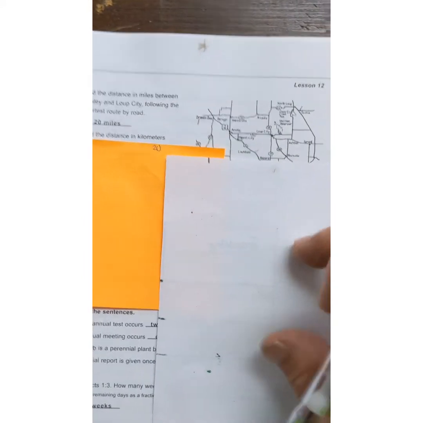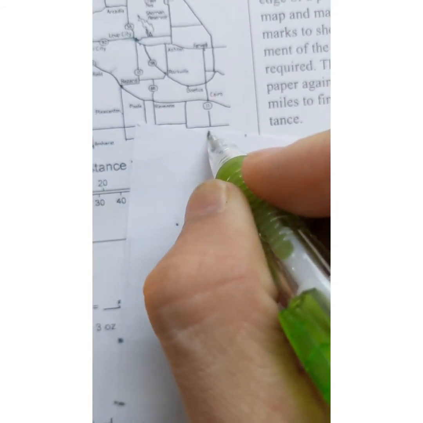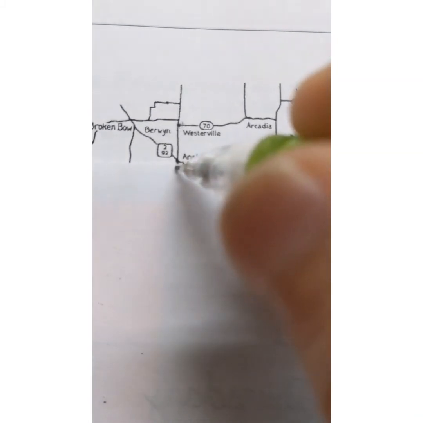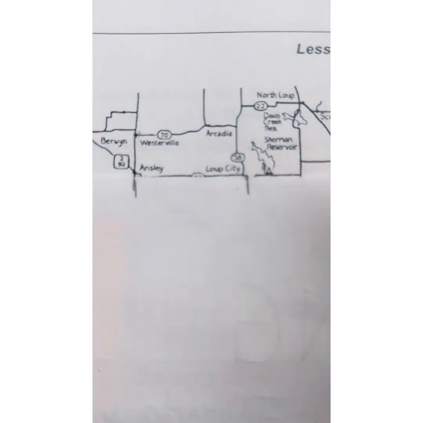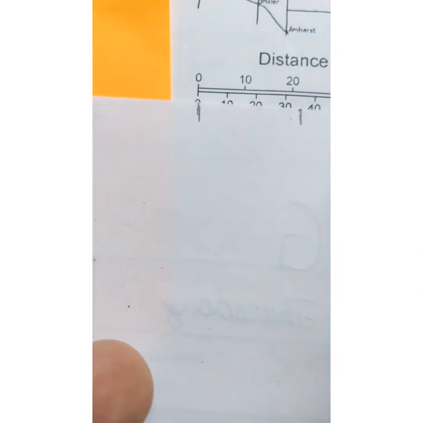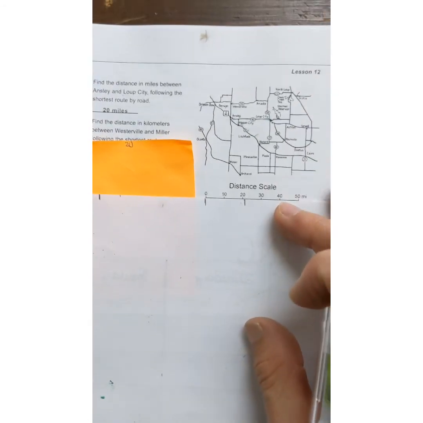You just use your piece of paper, find your two cities and then mark. You can use this point and go to that point, or you could simply go to your white piece of paper and just mark it. So Loop City's right here and Ansley is right here. So you have your two marks. You come down here, and then we're going to go from there to there. Then you round to your nearest 5, all right? That is all for your new part.